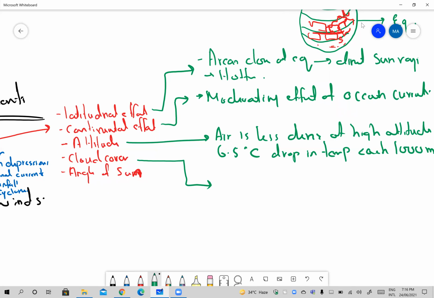Cloud cover. So cloud cover basically affects the radiation and reflection of heat.